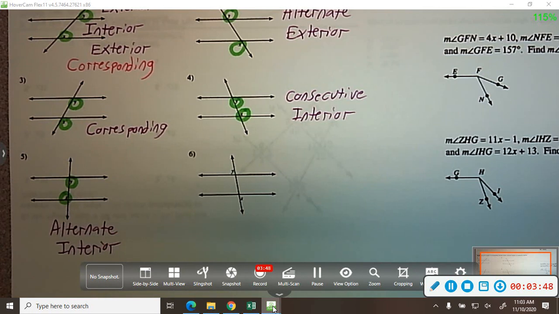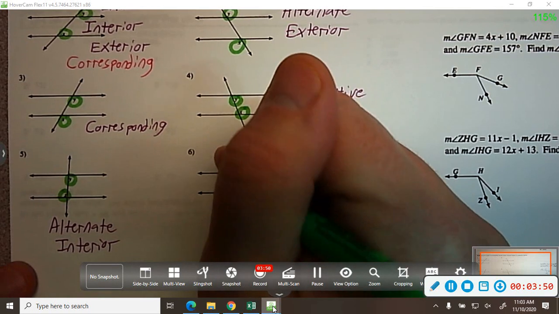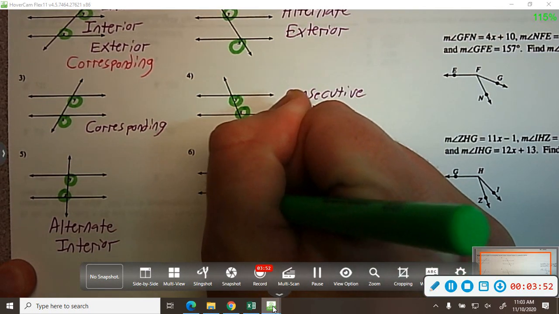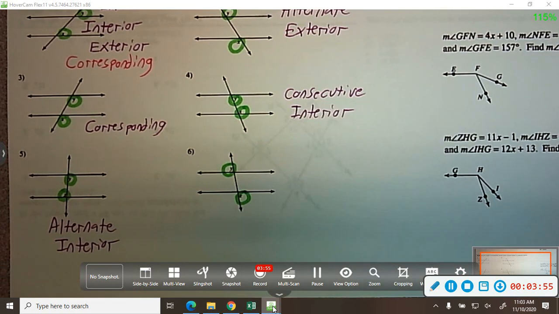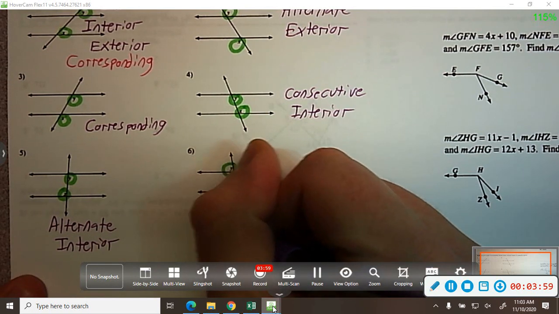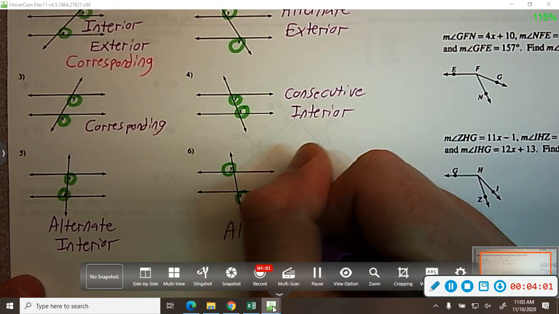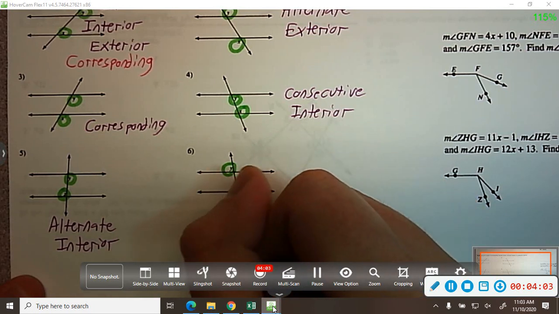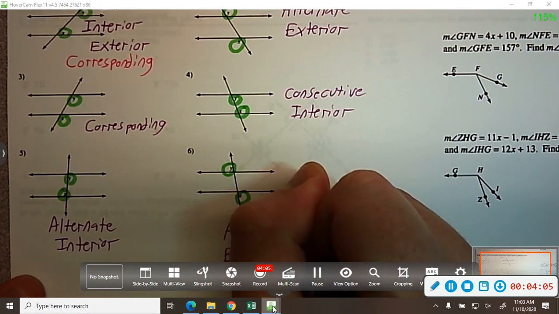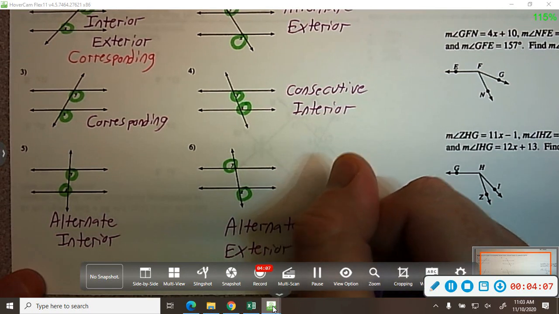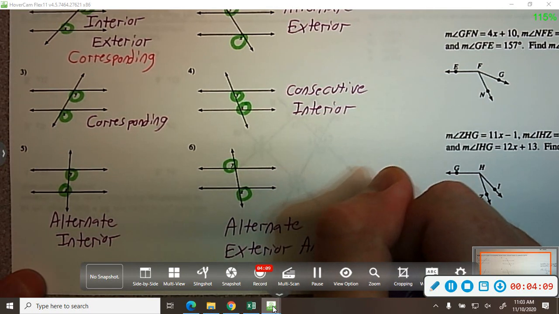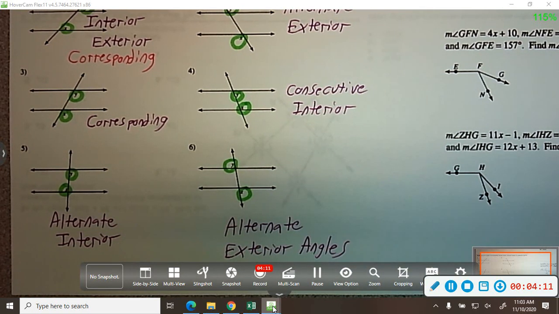For 6, I have exterior, exterior, so it has to be a theorem with exterior. They're on alternate sides, so I'm going to say alternate exterior. And technically I should be putting angles on the end of all of these.